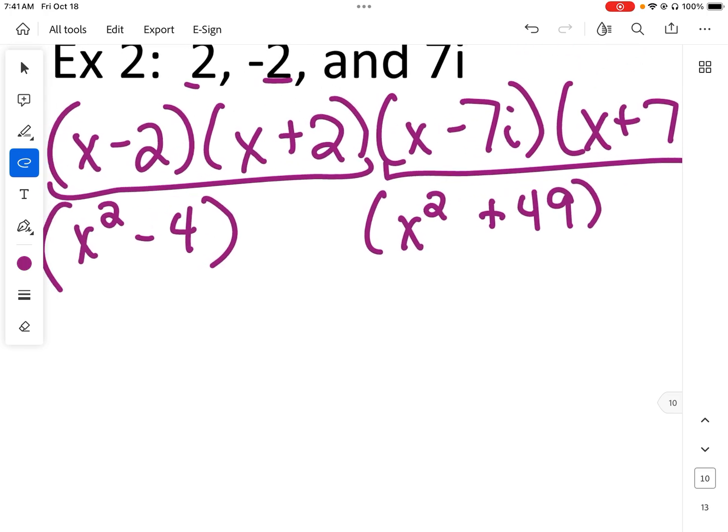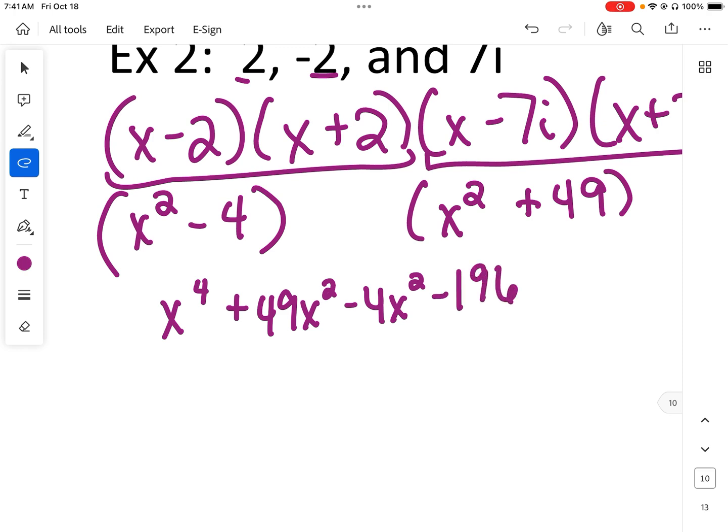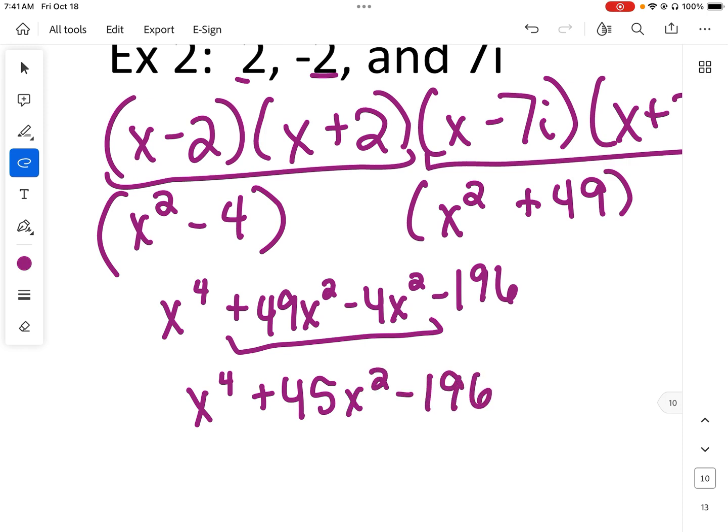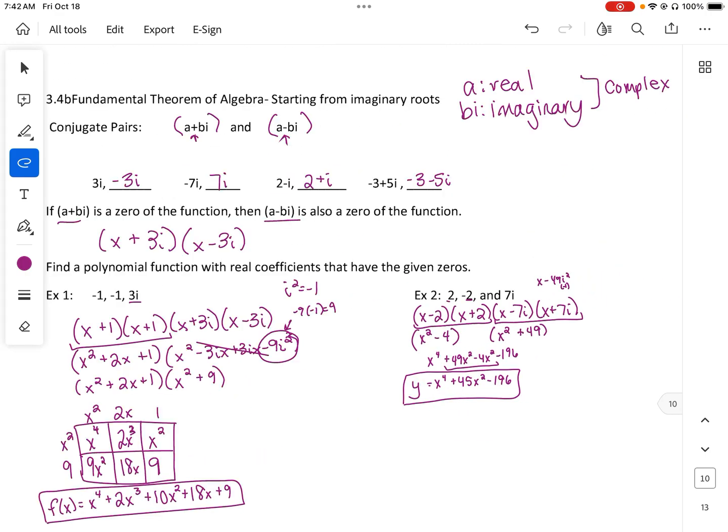Okay, so now we can FOIL. So x to the 4th, and then we have plus 49x squared minus 4x squared minus 196. I guess I didn't have to do these middle terms. I could have done them before, but I did. So that would be 45x squared minus 196. F of x equals, or y equals, they mean the same thing. Okay, let's go to the next page.